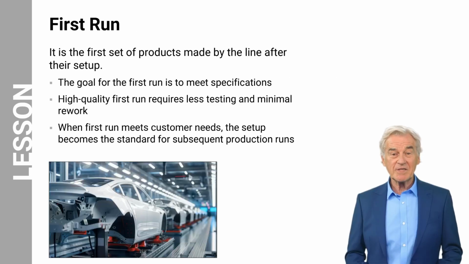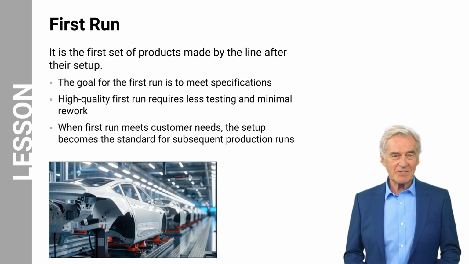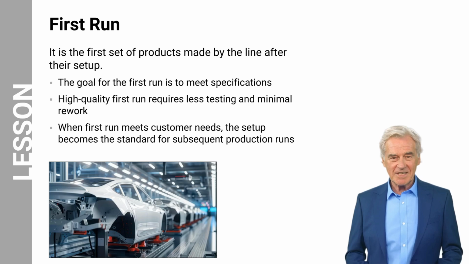First run or first production run is the first set of products that are made by a production line after their setup. Industries aim at setting up their production line to produce a high-quality first run that meets customer specifications. Advantages of a high-quality first run include little or no need of testing products after production and decreased production costs as a result of minimal rework. If the customer needs and specifications are met in the first run, all subsequent runs will follow the first run's production line setup.